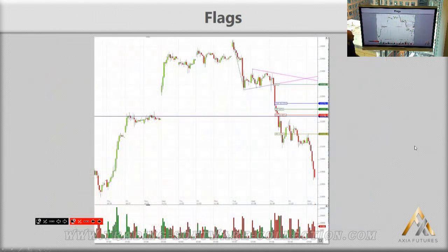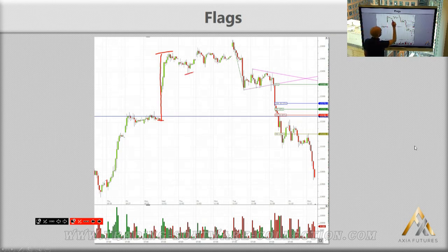Let's go have a look at a flag that works. Another pennant type flag, this one, on the back of a previous pennant that did not work out. So what I will include in the pole is the gap. In this instance, we've got the gap here, so I would view that as the pole, not just the move from here.